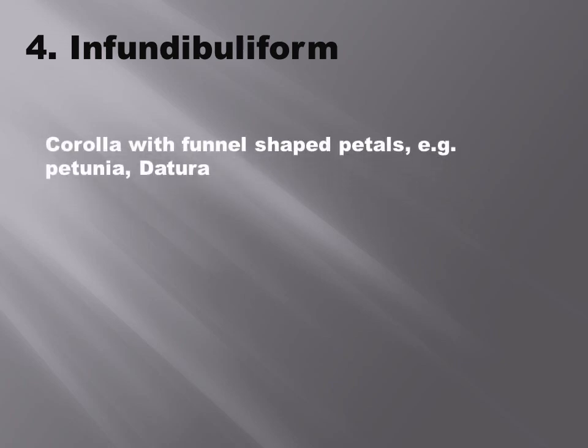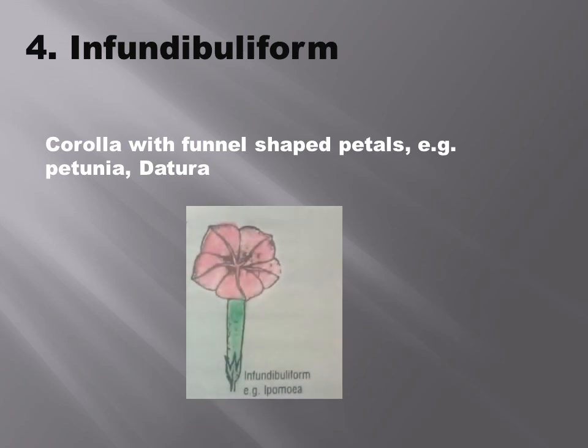The fourth type is the infundibuliform corolla. In this type, the corolla has funnel-shaped petals. So funnel-shaped petals are called infundibuliform petals. For example, they are present in petunia or Datura plants. So this is the infundibuliform form of the petals present in the Ipomoea flower.